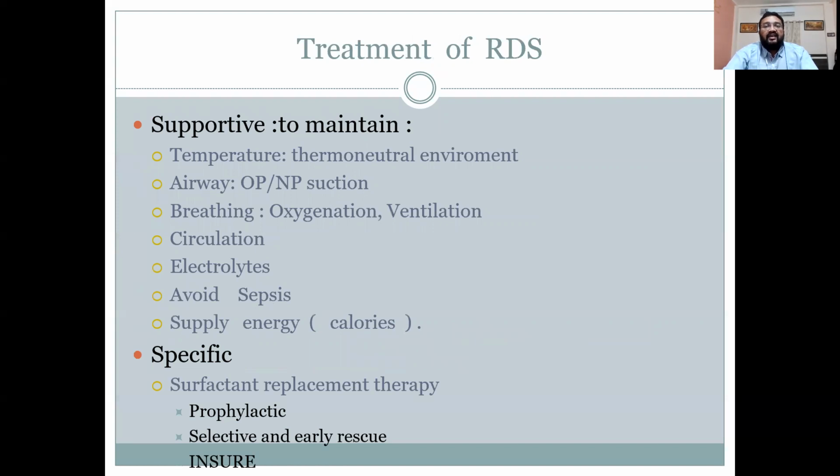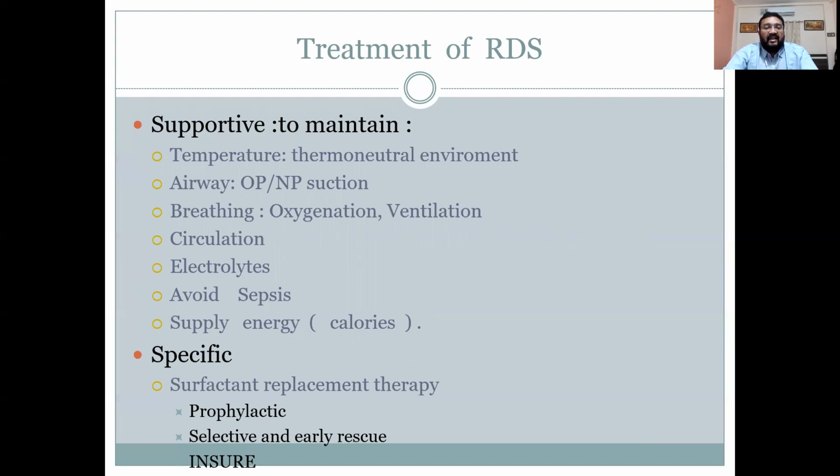Now, how do we treat a newborn with respiratory distress syndrome? It has supportive treatment and specific treatment. Supportive treatment includes maintenance of thermoneutral environment. You have to nurse this baby in a tertiary NICU under a radiant warmer. Ensure the patency of the airway. Do oropharyngeal or nasopharyngeal suctioning. Support breathing with oxygenation either by nasal cannula, hood, CPAP machine, or by mechanical ventilation.